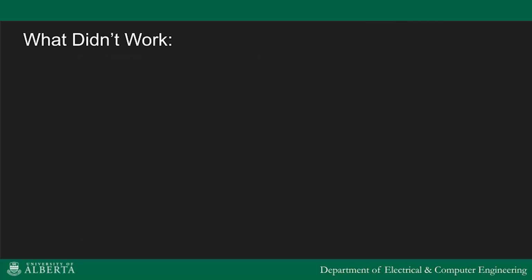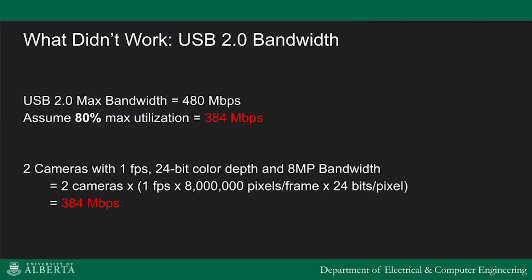A quick calculation can showcase this issue. Given that we have an 8 megapixel camera with 24-bit color depth, and assuming a capture rate of 1 frame per second, a single camera needs 192 megabits per second of bandwidth. With two cameras, this is doubled and we have 384 megabits per second of bandwidth needed.